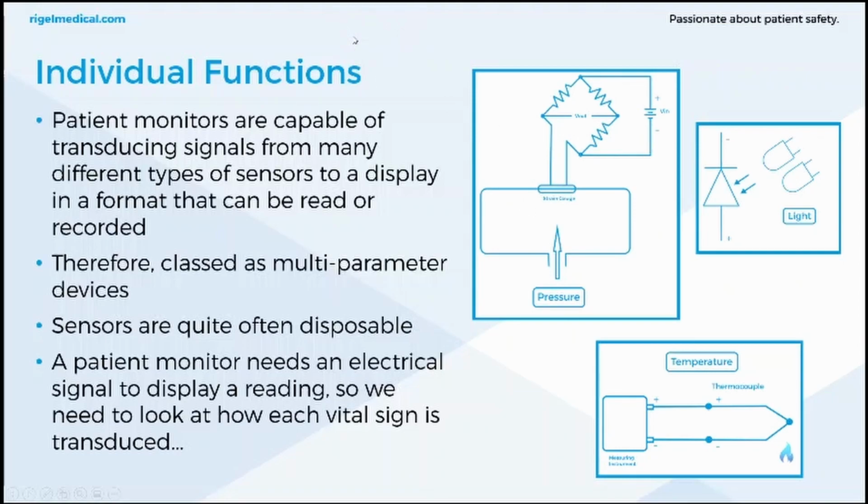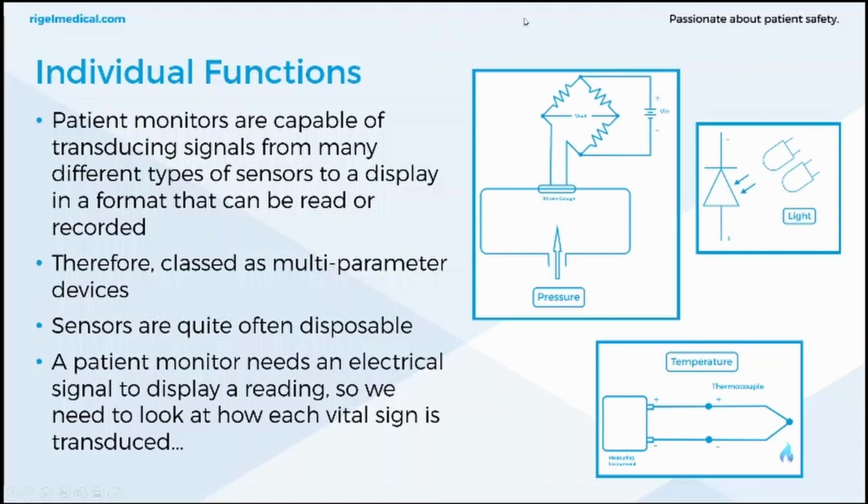So each individual function. Patient monitors are capable of transducing signals from many different types of sensors to a display in a format that can be read or recorded. They're therefore classed as multi-parameter devices. A patient monitor needs an electrical signal to display a reading, so we need to look at how each vital sign is transduced. These images show the various transducers, and they provide a simplified schematic of how signals are converted.